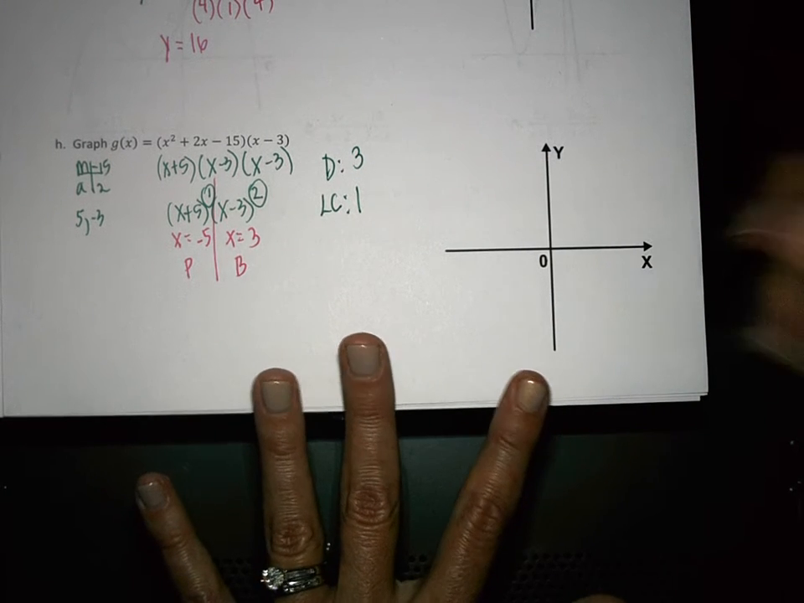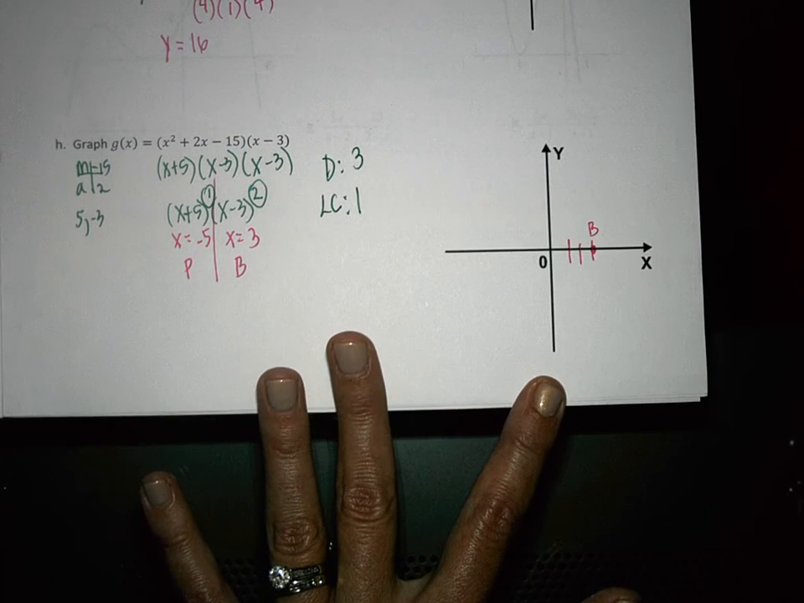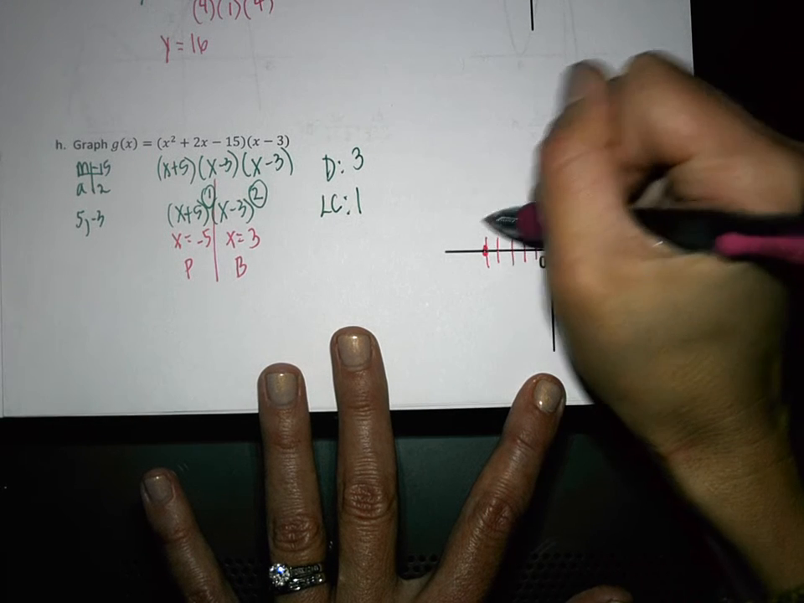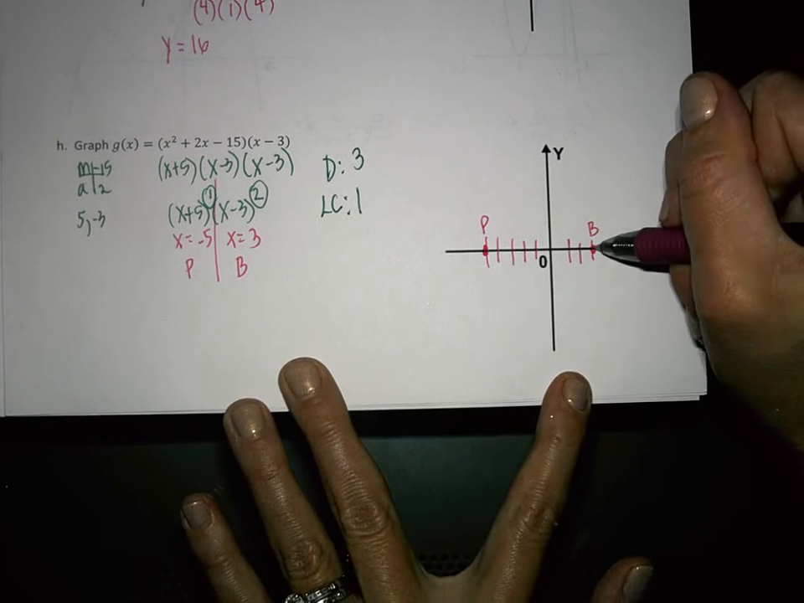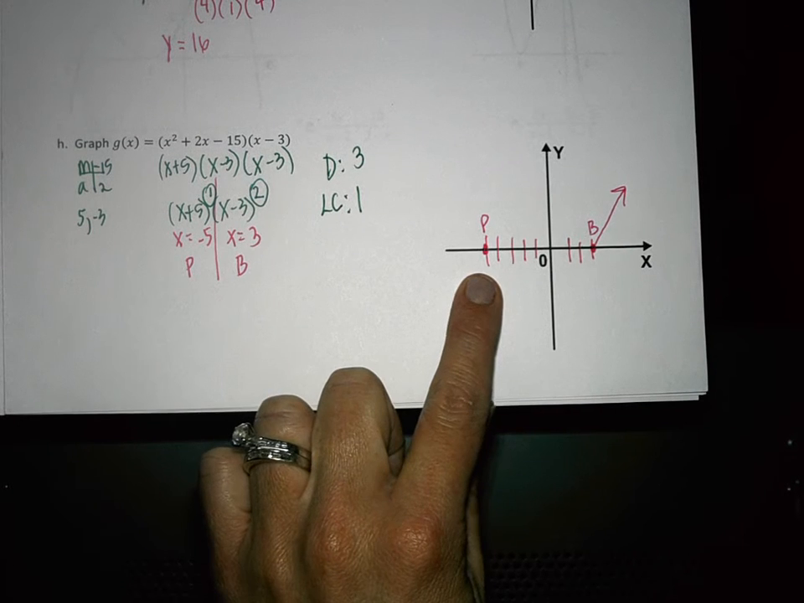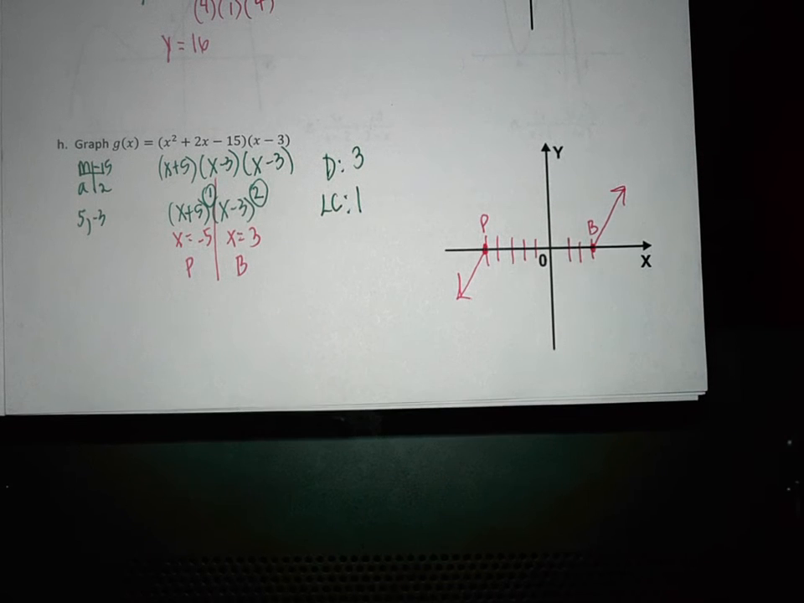We are going to put a point at 3 and a B to remind us to bounce, and a point at -5, and a P to remind us to pass. My right end behavior is going to go which direction? And we know that why? Leading coefficient's positive. My left end behavior is going to go, and I know that because odd degree, odd is opposite. Next, I start to graph.